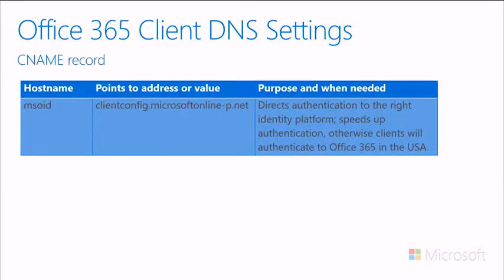So there's a specific record called the MSOID record. And this is really a record that allows you to point your clients to the right place for authentication. So it's again a CNAME record. And when you do create this record in your local DNS system, then clients will connect to the closest data center for authentication. And they don't have to go to the authentication center in the USA. They can connect to a more local data center for authentication. So this will speed up your authentication a little bit more.